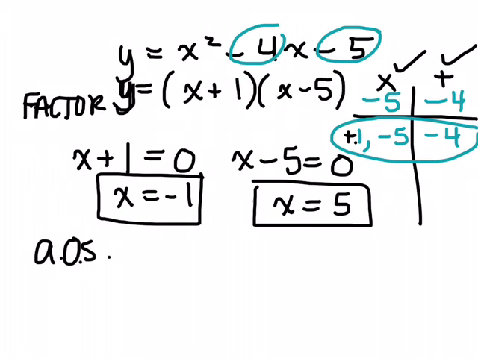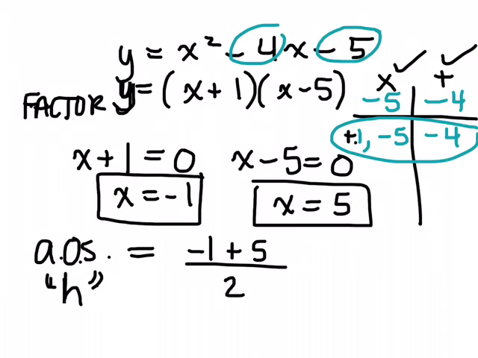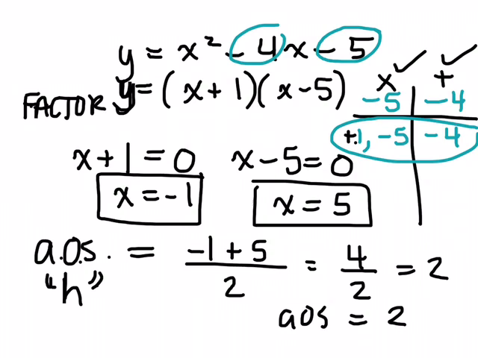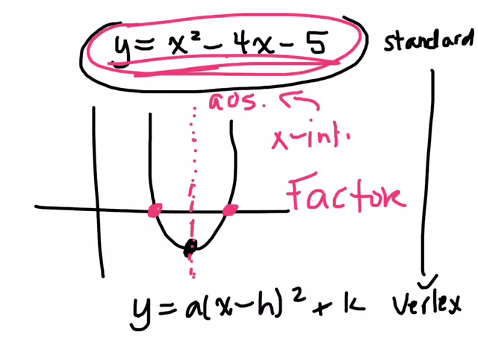Now that I know the x-intercepts, I can find the axis of symmetry, because the axis of symmetry is going to run through the vertex. If I know the axis of symmetry, I know the h value of my vertex, right? Because I need to put this in vertex form. So how do we find the axis of symmetry? Add the zeros, so I'm adding negative 1 plus 5 and dividing by 2, because it's halfway between the two x-intercepts. Good. 4 divided by 2 equals 2. So the axis of symmetry is equal to 2, and that's the h value of my vertex, right? The axis of symmetry runs through the vertex, so h is equal to 2.